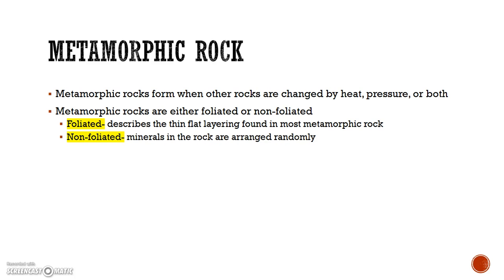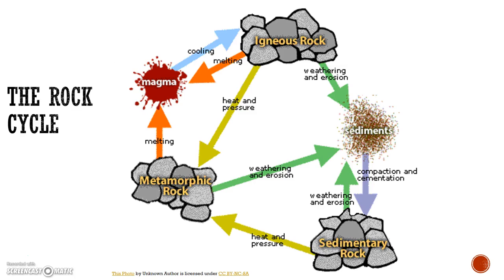Then finally we have metamorphic rock. So metamorphic rock forms when other rocks are changed by heat, pressure, or both. And they're either foliated or non-foliated. And that's basically their layers. So if they're foliated, they have thin, flat layers. And if they're non-foliated, then the minerals in the rock are arranged randomly. And I'll show you what that looked like as we get further down the line.